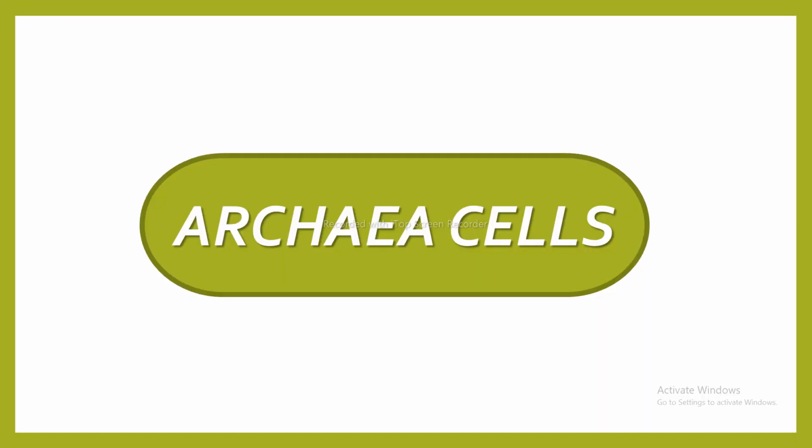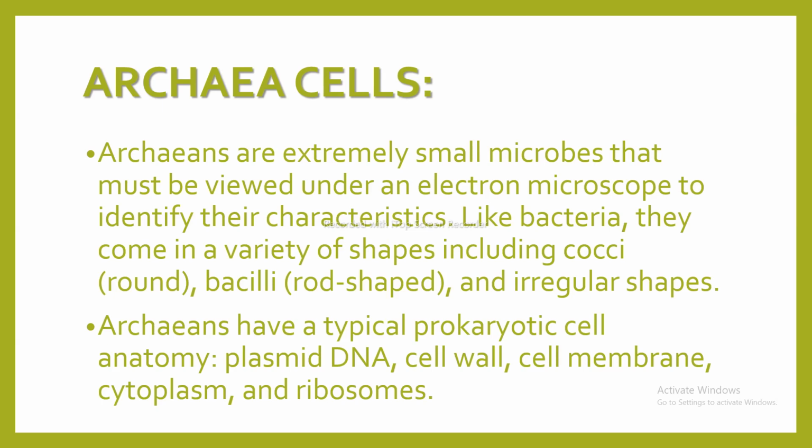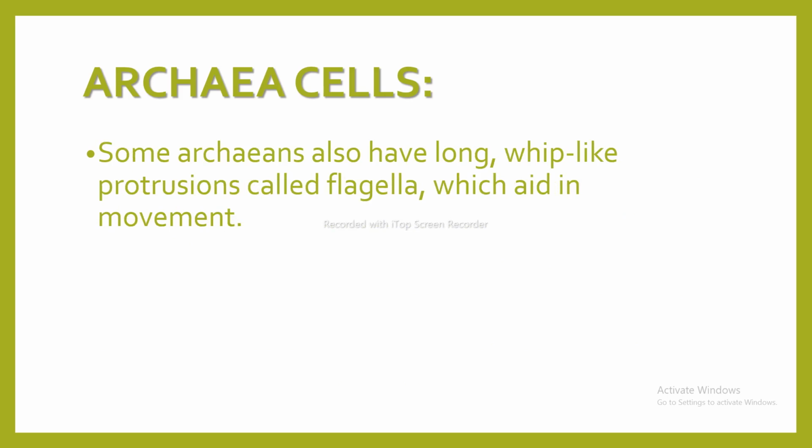Next, I am going to discuss the archaea cells. Archaeans are extremely small microbes that must be viewed under an electron microscope to identify their characteristics. Like bacteria, they come in a variety of shapes including cocci, round, bacilli, rod-shaped, and irregular shapes. Archaeans have a typical prokaryotic cell anatomy: plasmid DNA, cell wall, cell membrane, cytoplasm, and ribosomes. Some archaeans also have long, whip-like protrusions called flagella, which aid in movement.